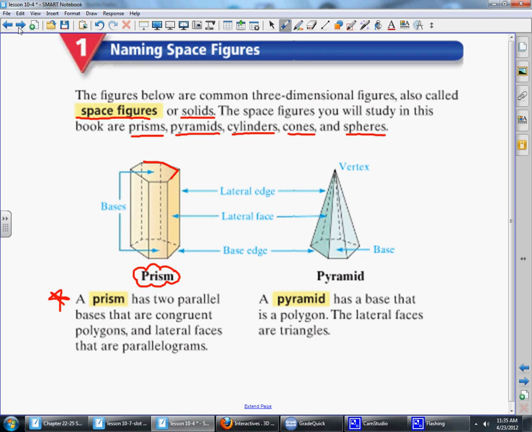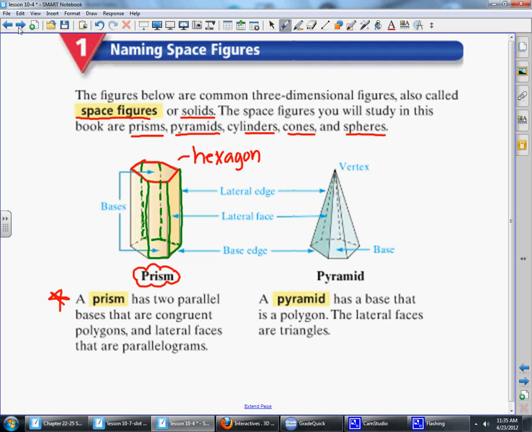So here we have, let's count how many sides: 1, 2, 3, 4, 5, 6. So a 6-sided figure is called a hexagon. I didn't even spell that right. Hexagon. And it's a prism because all of its faces that connect the 2 hexagons together are rectangles.